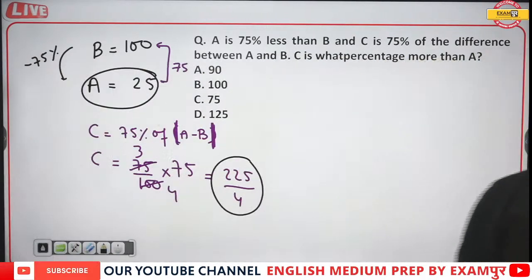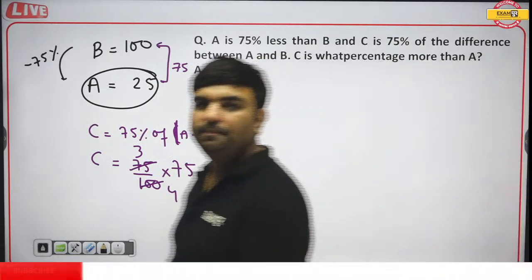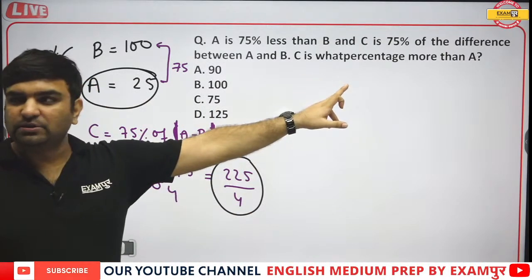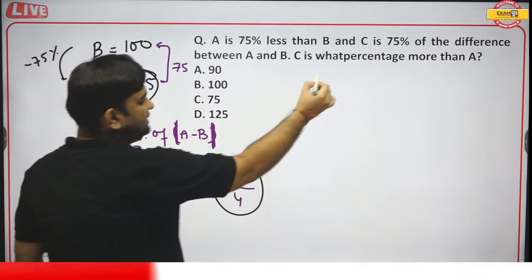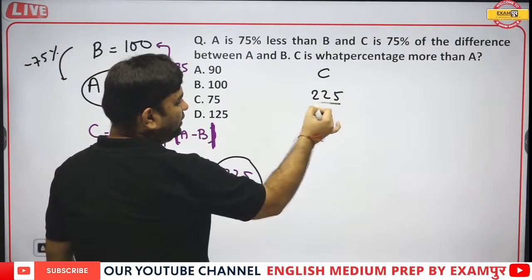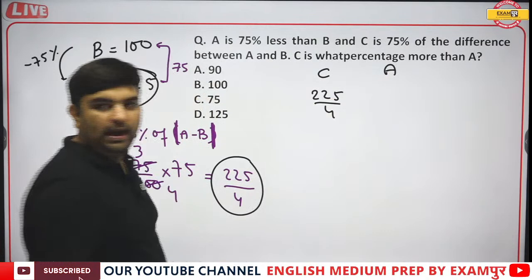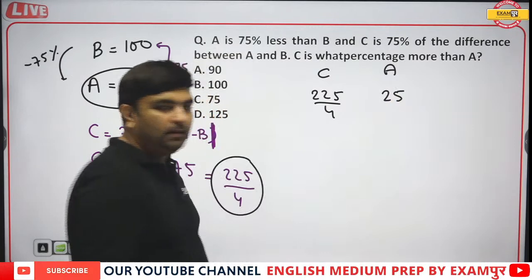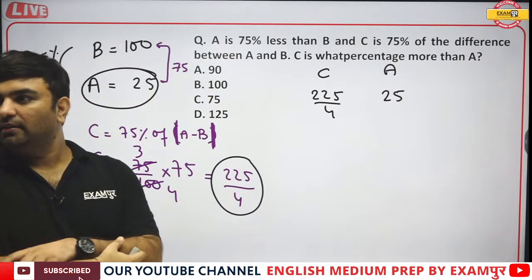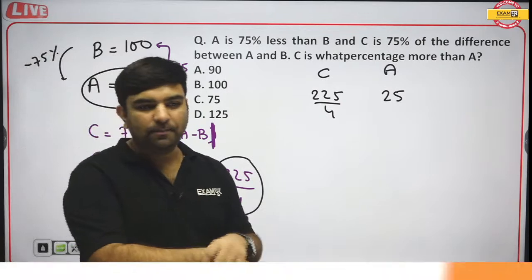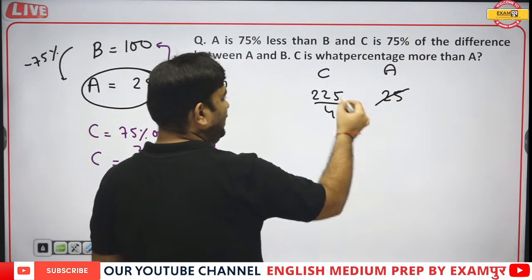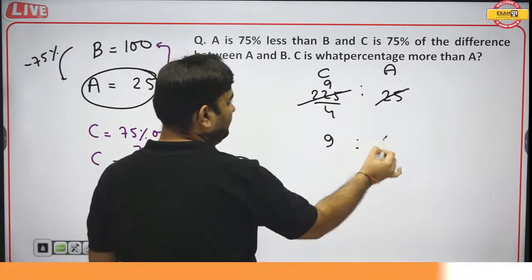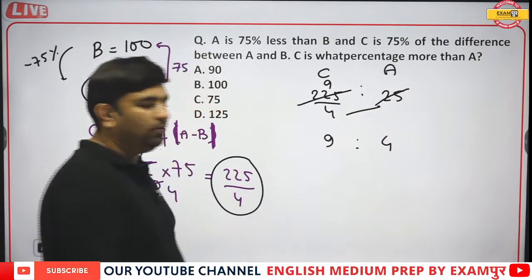Now look at what they are asking. C is what percentage more than A? So C is 225 by 4 and A is 25. कितना ज़्यादा है? Do you want to simplify it? Yes, we should simplify, guys. 25 ones are 25, 25 nines are this. So it is 9:4.